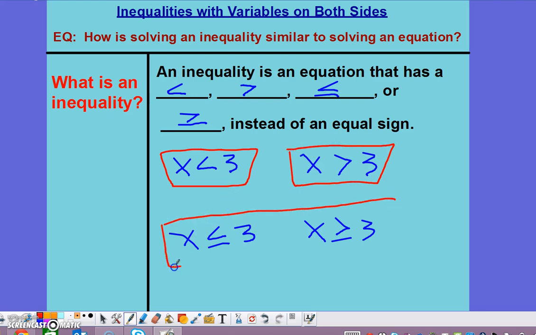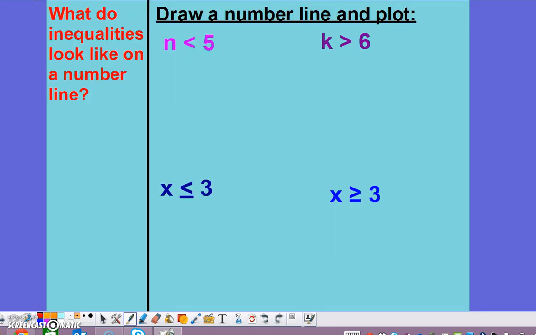Looking at these two, the or equal to's are special because they include the number that you see along with everything that is less than. So x is less than or equal to 3 means x can be 3 or everything else less than. Over here with x is greater than or equal to 3, it can be 3 because of the or equal to, or everything else larger. That's going to be very important when it comes to graphing our solutions.